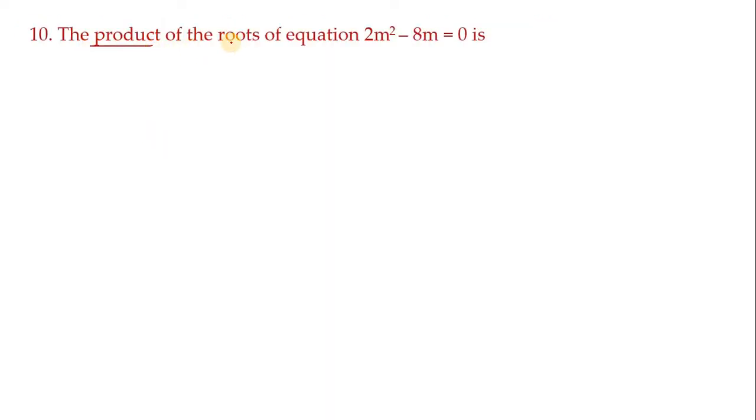The product of the roots of the equation 2m square minus 8m equals 0 is: given options are 4, 2, 0, minus 8. Understand the problem. Product of the roots means first you want to find the roots of this equation. Roots, as I said already, means you want to find the solution for this equation. You will get two solutions, and you have to multiply those two solutions.